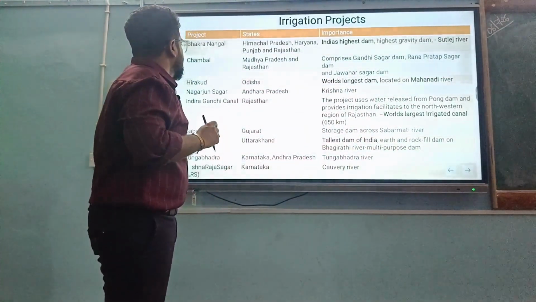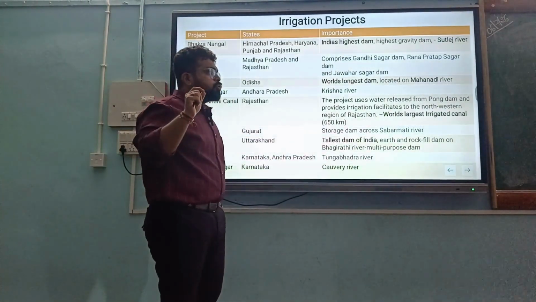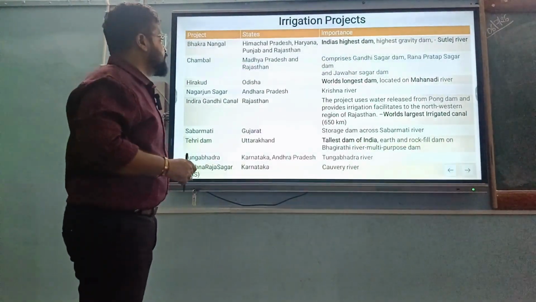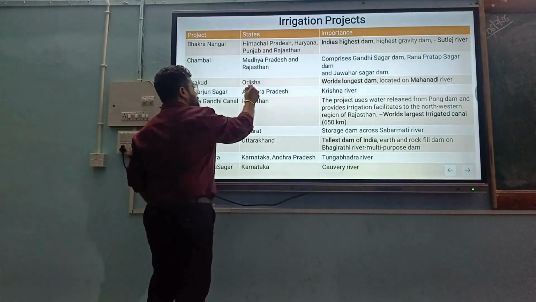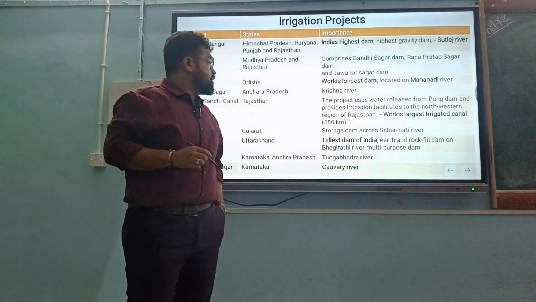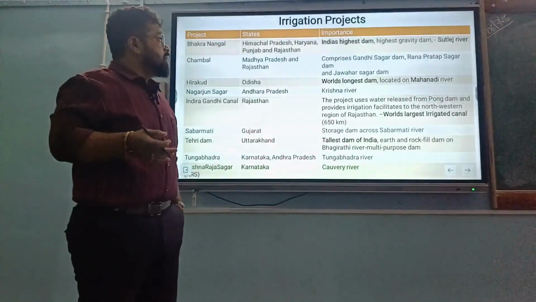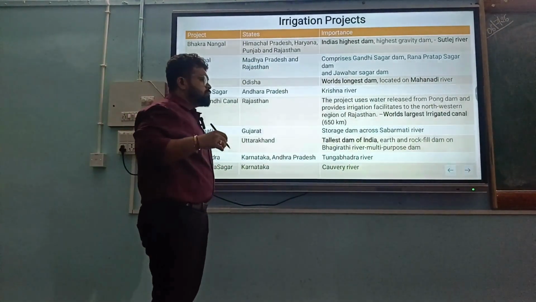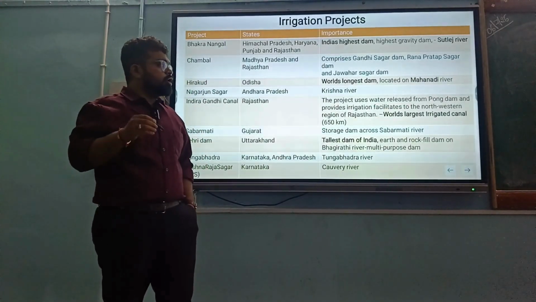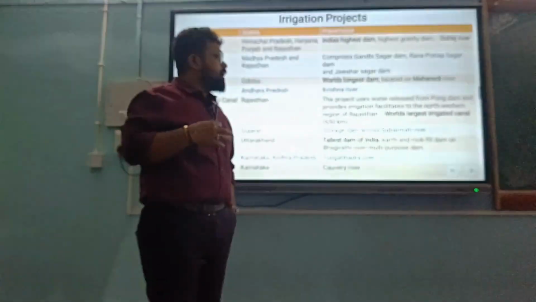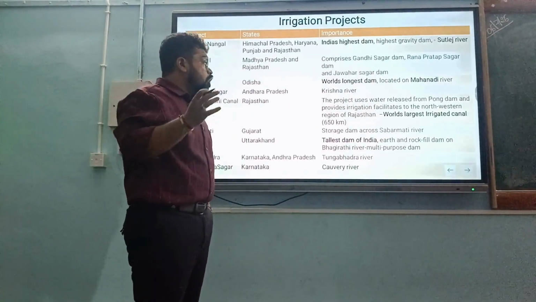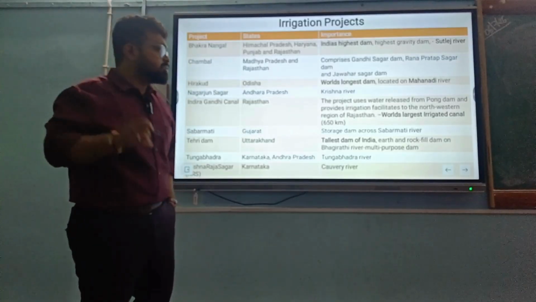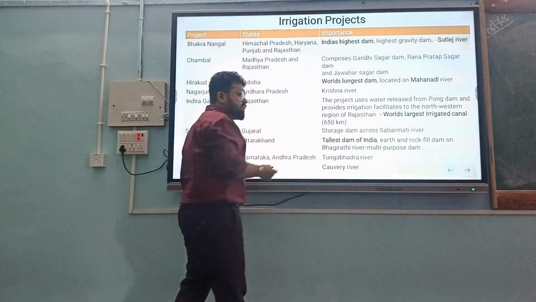Very important. The next is Hirakud Dam, one of the most important dams. We call it the world's longest dam, located on the Mahanadi River in the state of Odisha. The next is Nagarjuna Sagar Dam, which is in Andhra Pradesh, located on the Krishna River. The Indira Gandhi Canal in Rajasthan uses water released from the Pong Dam and provides irrigation facility to the northwestern region of Rajasthan. It is the world's largest irrigation canal with a length of 650 kilometers.